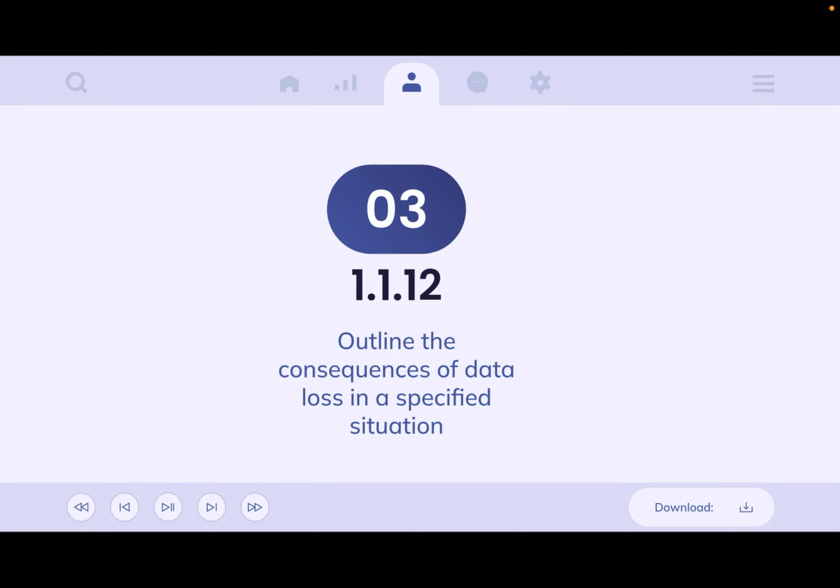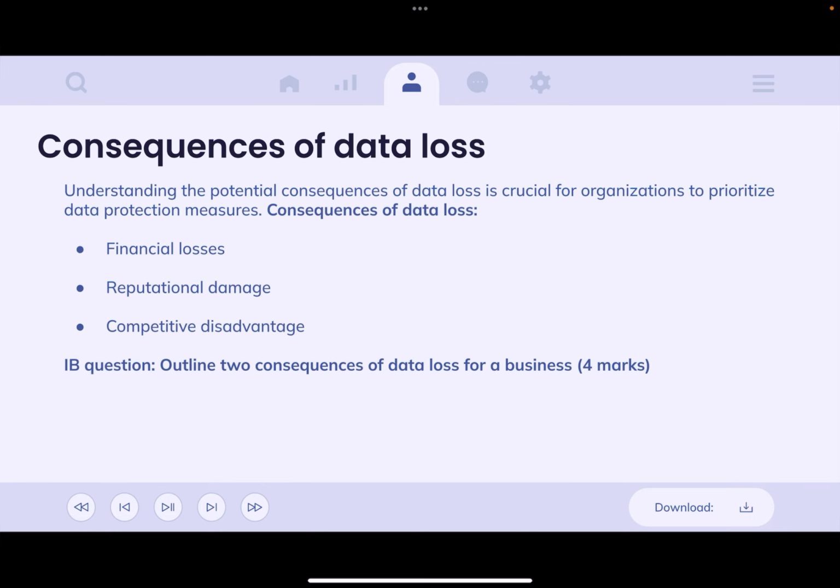Outline the consequences of data loss in a specific situation. Understanding the potential causes of data loss is crucial for organizations and companies to prioritize data protection measures. Consequences of data loss may include financial losses. This is when the company directly loses information and it makes their business be interrupted. Reputational damage. It is negative publicity, especially if sensitive customer data is involved, which makes the customers lose confidence and trust in the company. And competitive disadvantage. By losing information and data, the company can have setbacks in research and development efforts compared to other companies.